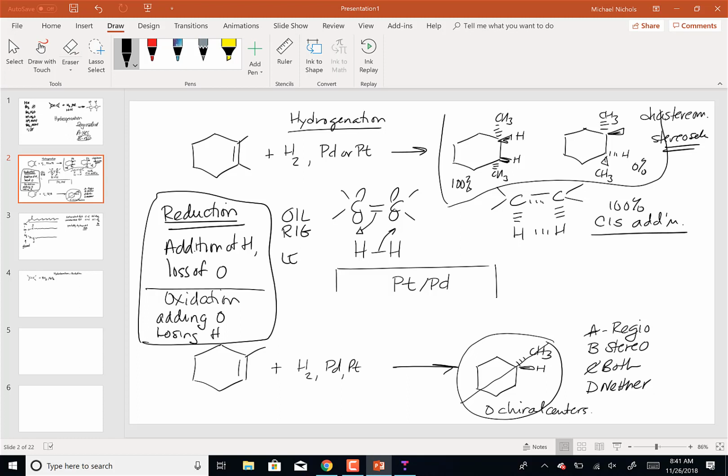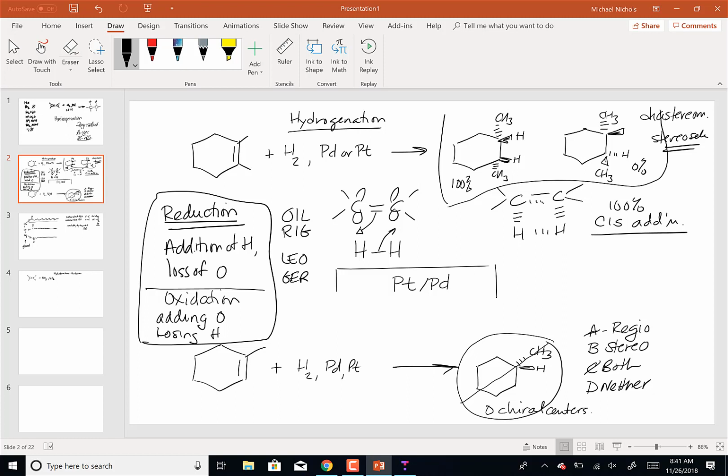I use LEO the lion goes GER, for lose electrons oxidation, gain electrons reduction. I guess we lose the I's. Oxidation, lose, electrons reduction, gain. To me, that's a stretch. The E at least tells you something. So anyway, that's how we define this.